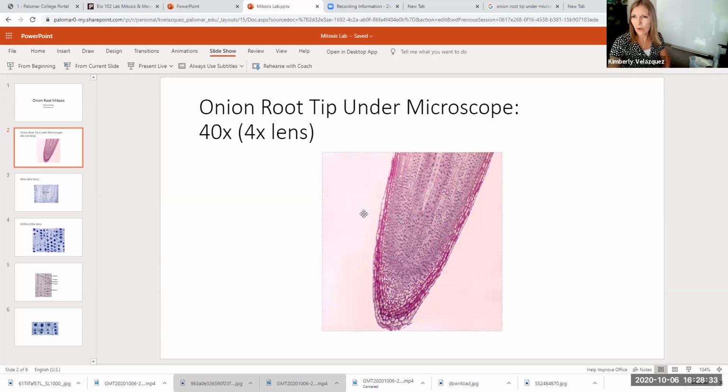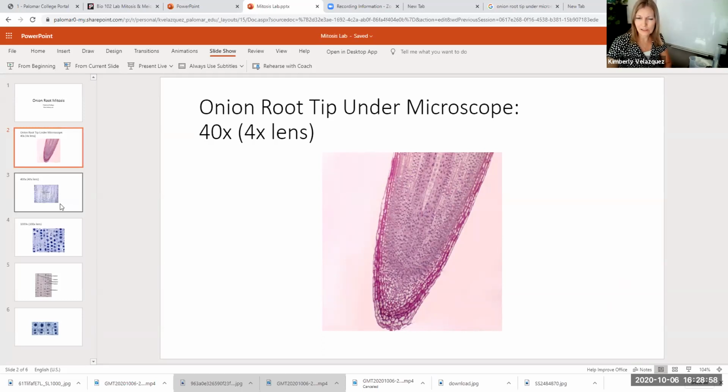Now, most of them are going to be at interphase because that's where the cell spends most of its time. So at any given time, you will see more cells at interphase than any other stage of the cell cycle. So you need to be able to identify interphase, prophase, metaphase, anaphase, and telophase.